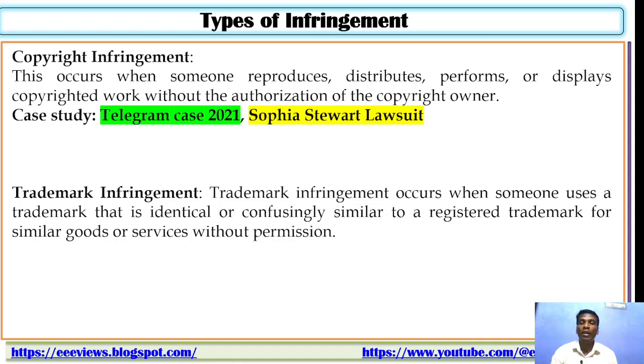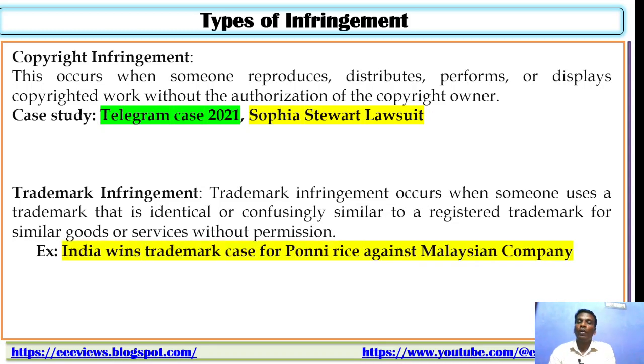Here you can see the case study. For example, India wins the trademark case for ponni rice against a Malaysian company. This case happened in Malaysia. A famous company in Malaysia had registered the trademark in the name of ponni rice, and they were selling rice packets in the name of ponni rice and distributing them in Malaysia. The Indian farmers, mainly the South Indian farmers, especially known for their ponni rice, filed the case against the Malaysian company.